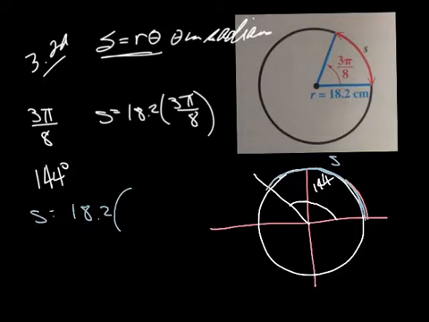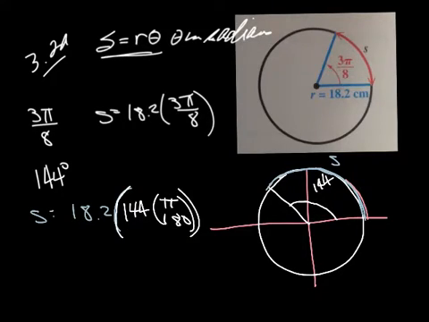Just like you learned back in pre-algebra, you can't multiply a percentage. I can't take 20% times 30. I can't multiply 20 times 30. I have to change that percent to a decimal first. It's the same way with radians. I can't multiply 18.2 times 144 degrees. I need to change that to radians first. So, in order to change that to radians, remember we take our 144 and we multiply it by pi over 180, and then that will give us radians.